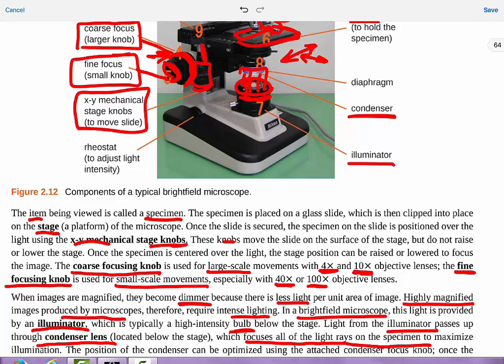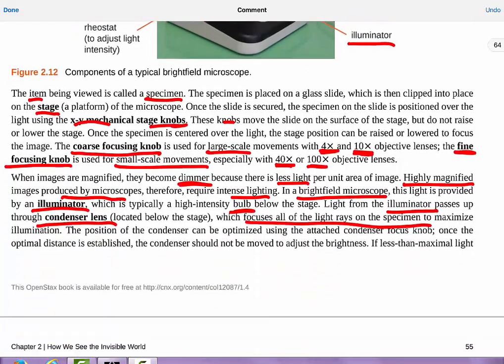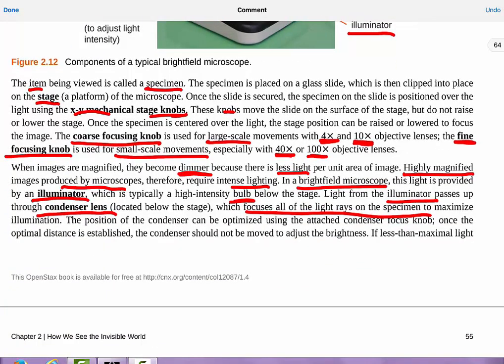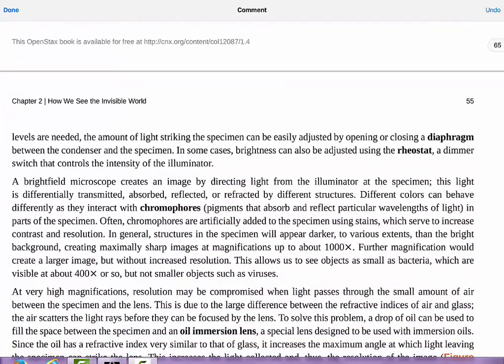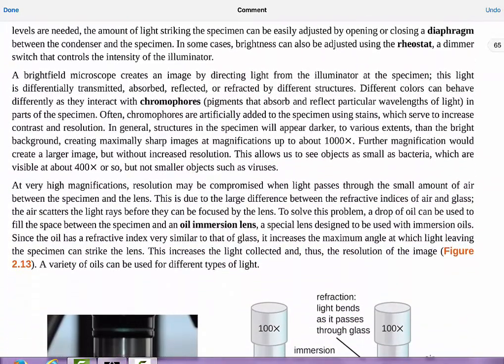The position of the condenser can be optimized using the attached condenser focus knob. So there is a focus knob up here that can allow you to move the condenser to try to adjust that to make sure you have optimal light. Once that optimal distance is established, the condenser should not be moved to adjust the brightness.